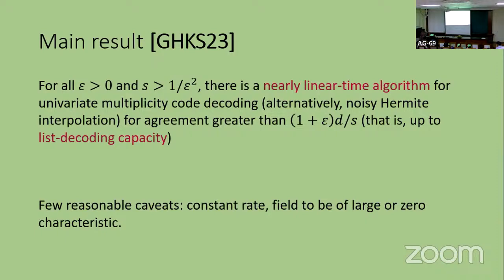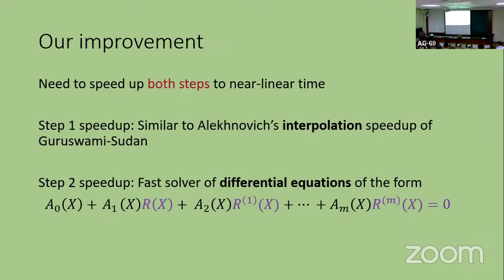So okay, how do we go about this? If you recall the two steps, the interpolation step followed by the differential equation step, we need to speed up both of them. The step 1 speedup is pretty much identical to Alekhnovich's, which is the interpolation speedup of Guruswami-Wang. So construct a lattice and find the short vector. Basically verbatim Alekhnovich's algorithm. The step 2 speedup is now more interesting, because now you need a fast solver of differential equations of this form.